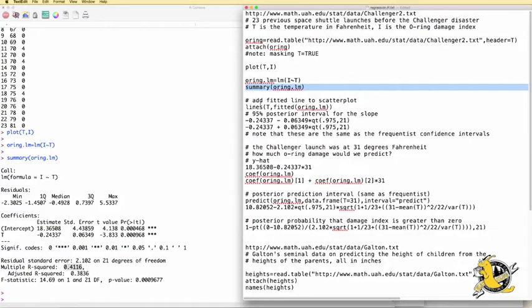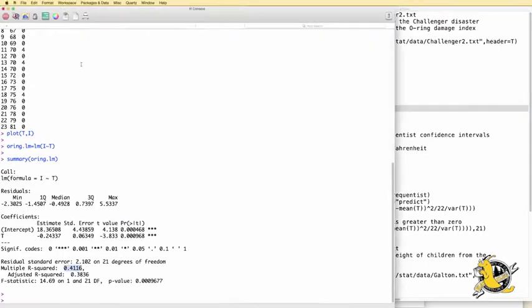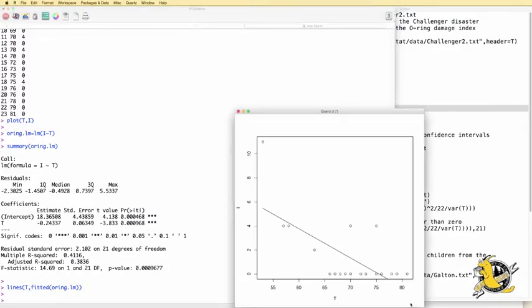We can add a fitted line to the scatter plot. In R, the lines command will connect the dots and create a line. We can plot the temperatures and the fitted temperatures, and we get them out of the linear model object by using the fitted function on the linear model object. Here we can see the fitted line, and that as temperature increases, the damage goes down, or as temperature decreases, the damage goes up. This is just an approximation. It's not going to go through all the points because there's a lot of noise in the data, as is typical with real-world data.